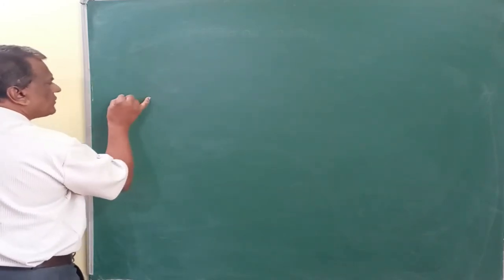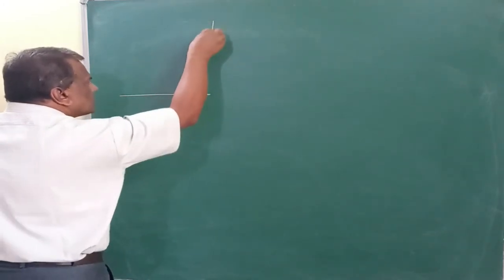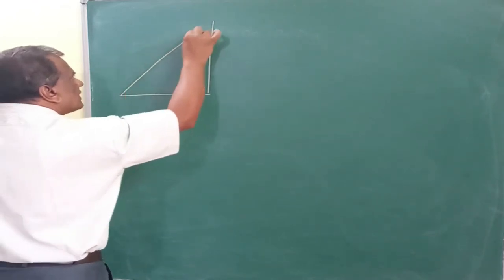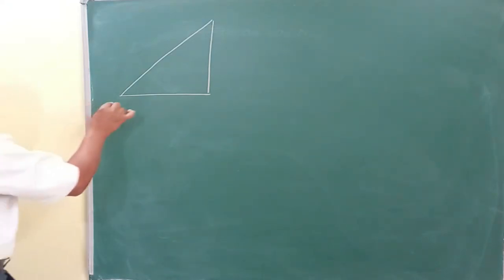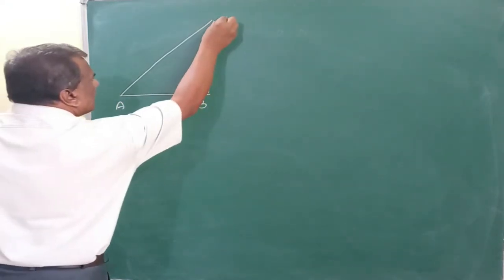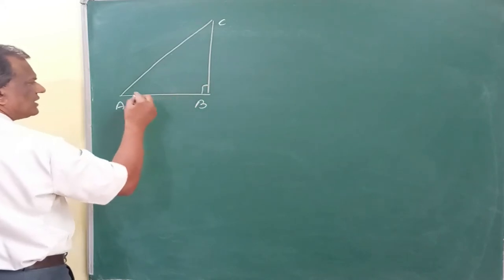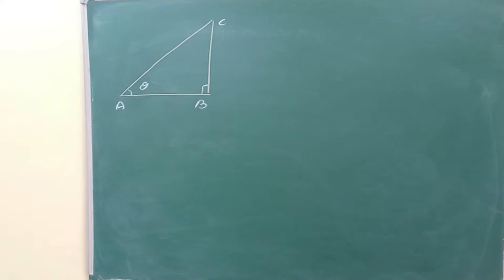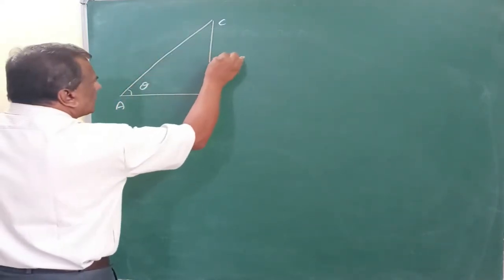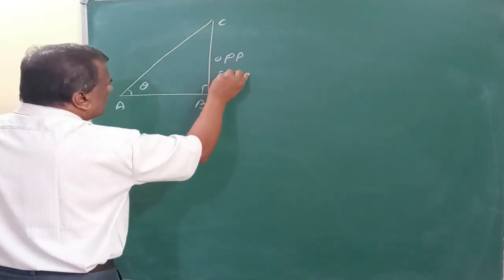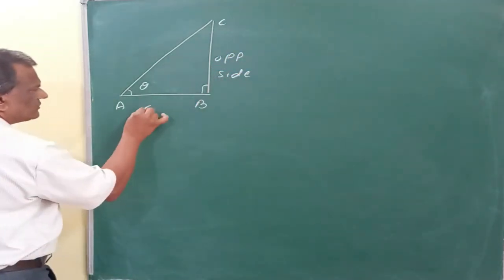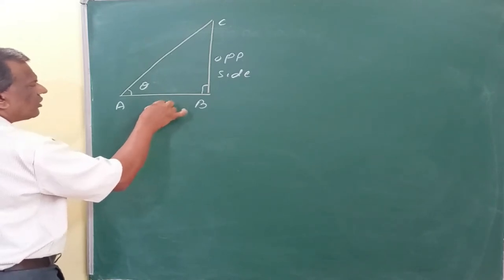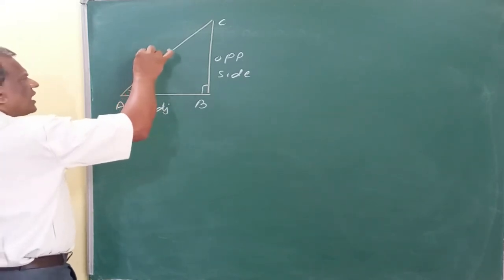There are many ways of defining trigonometric ratios. The simplest method is using a right angle triangle. Consider a right angle triangle ABC with angle B 90 degrees, and let us denote angle A by theta. The side opposite to theta is called the opposite side. This is called the adjacent side or base, and this is the hypotenuse.